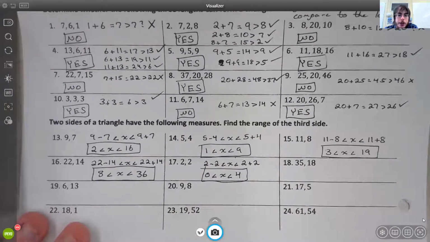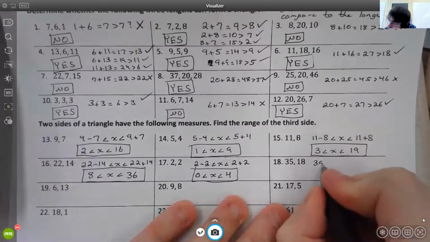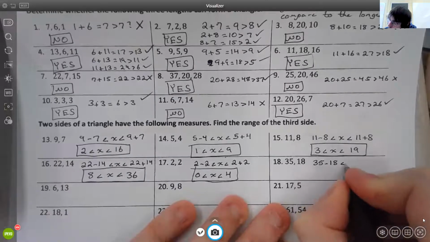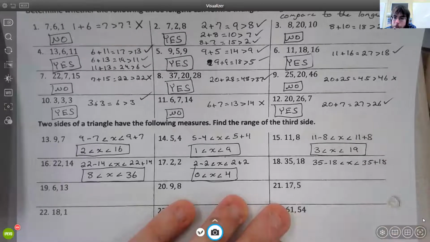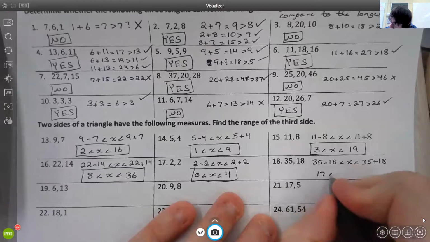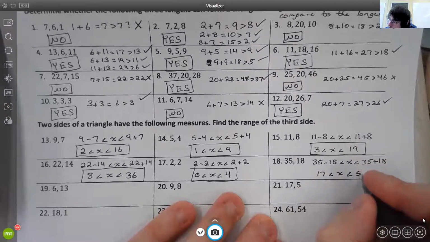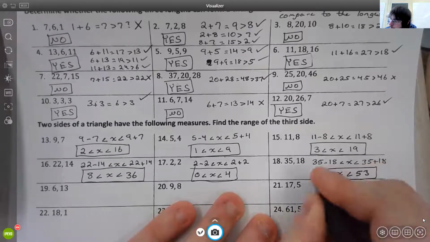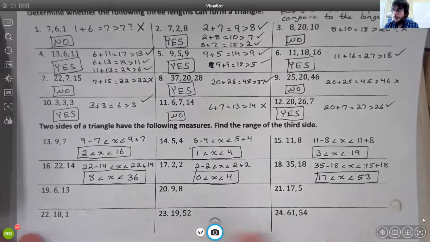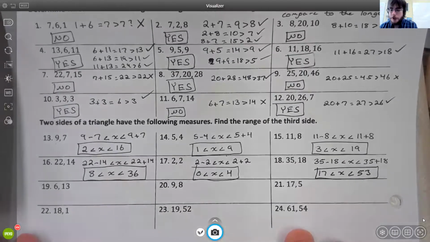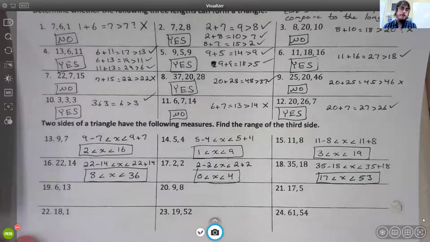Then the last example we're going to do together, number 18, 35 and 18. We take 35 and subtract 18. Then we take 35 and add 18. 35 minus 18 is 17. And 35 plus 18 is 53. So what I want you guys to do, I want you guys to try numbers 19 through 24, excuse me. And then come back after you pause the video and work those out and check your answers.